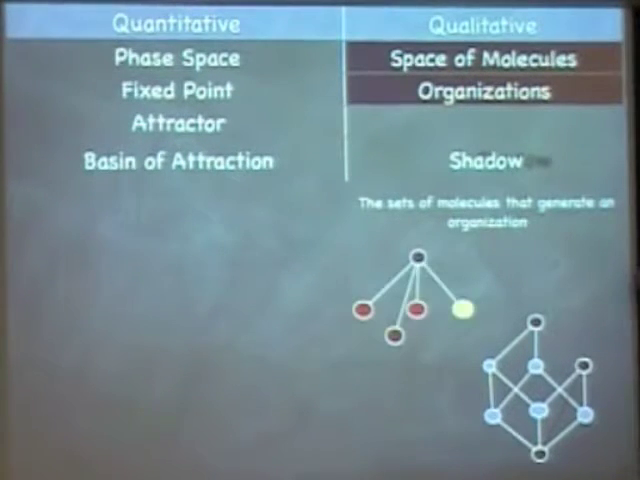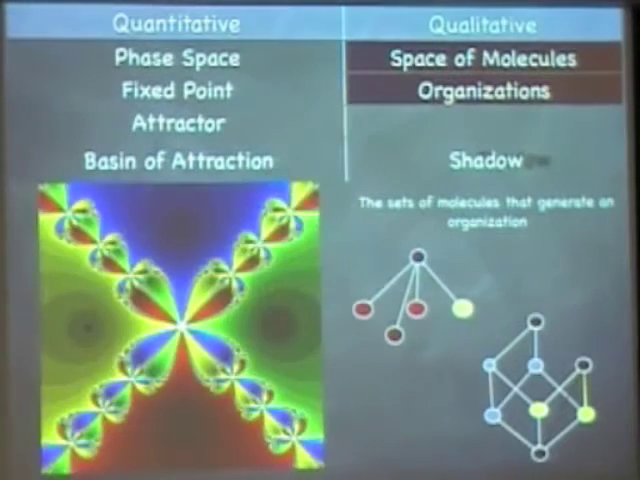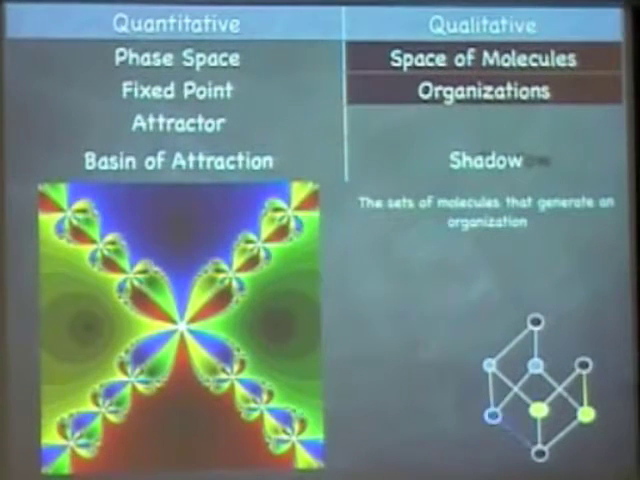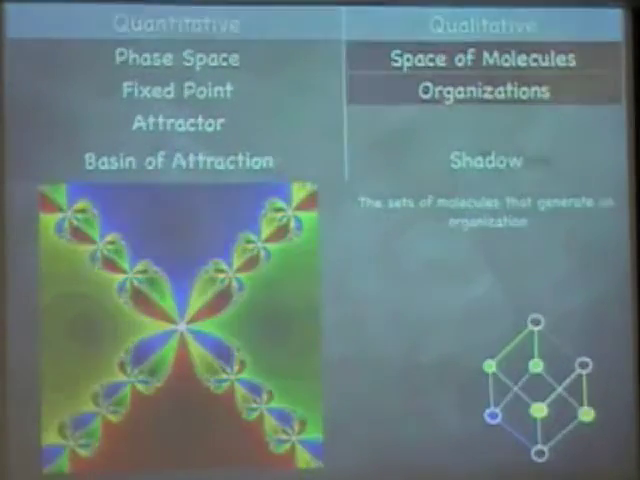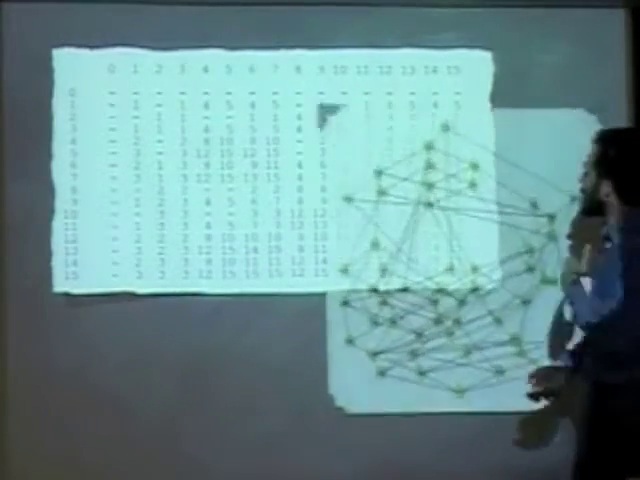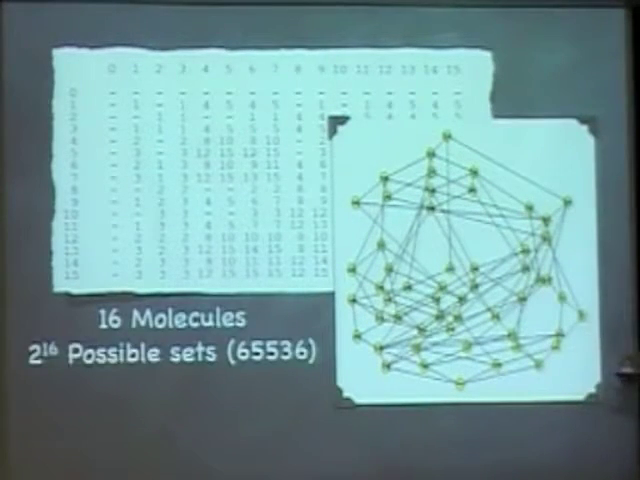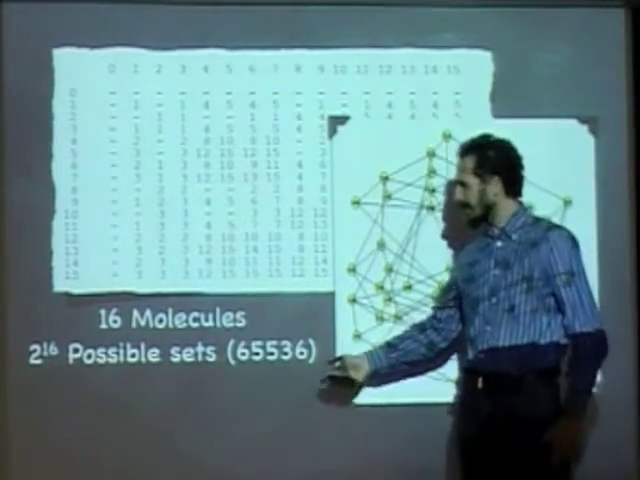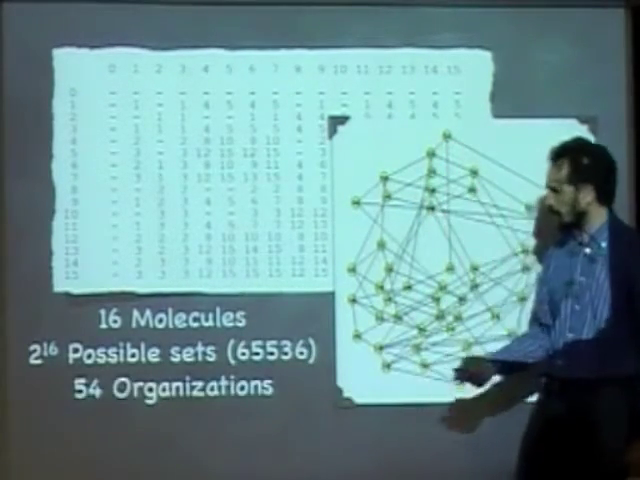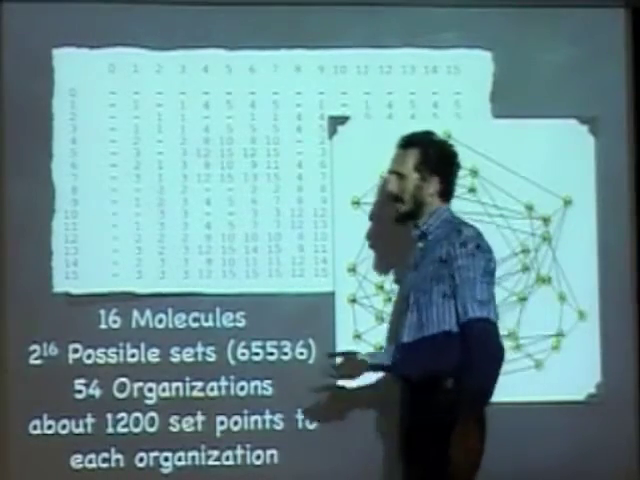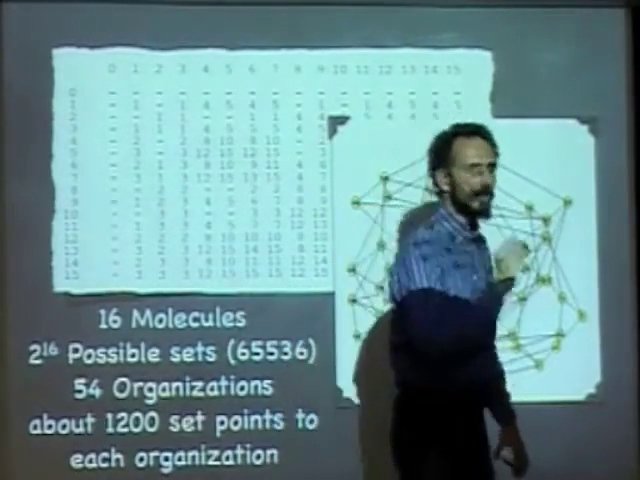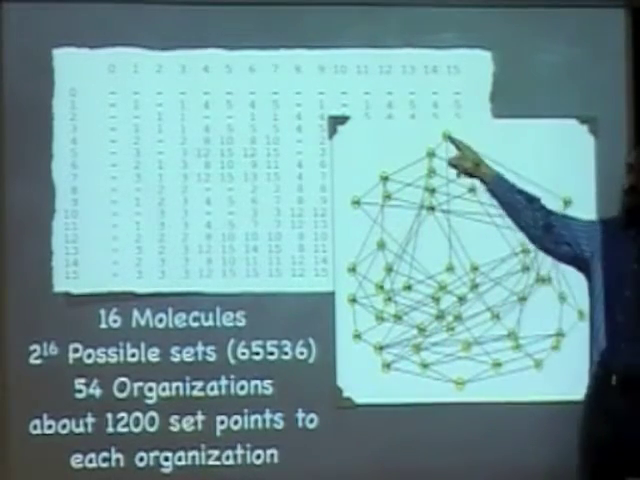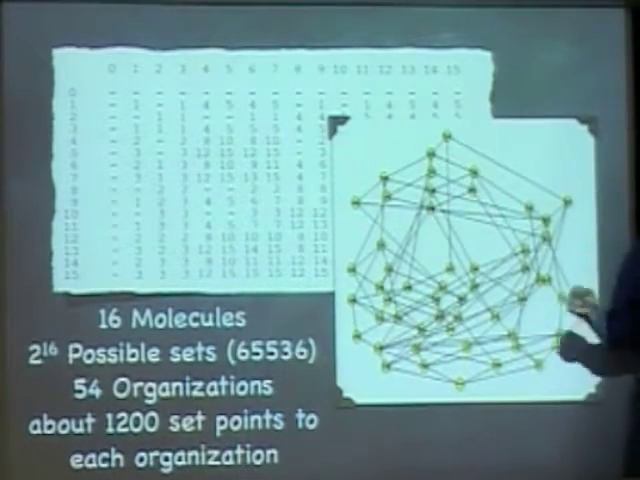The set of molecules that generate an organization, and we've seen all this, and as you had your nice colors over here, you have your division of color over here. So let's go back. This is the example we've seen before, this is the 54, and then you have 65,000 sets, 16 dimension, 54 organizations. So you have about 1,200 sets that point to each organization. Each of those organizations represents one of those 1,200 sets.